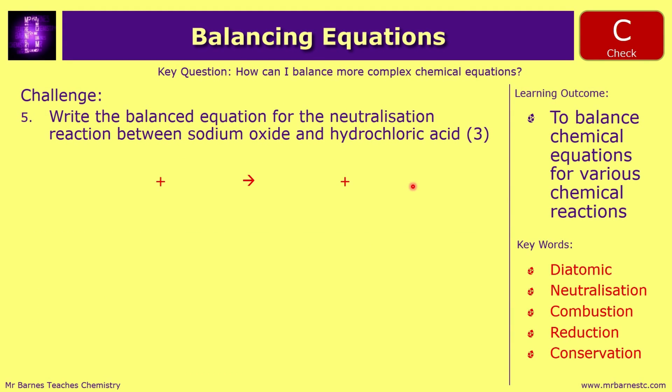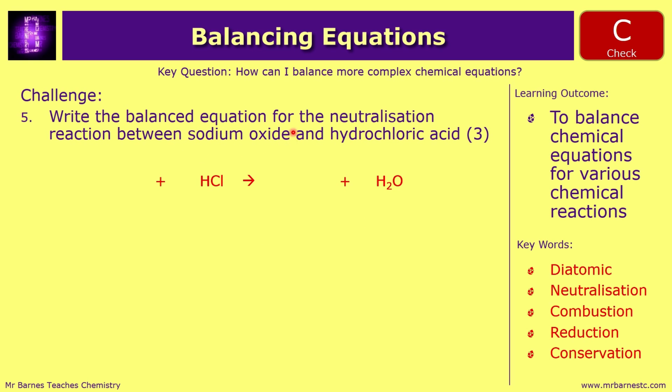On to number 5 then. So this one, it says write the balanced equation for the neutralization reaction between sodium oxide and hydrochloric acid. Let's start by putting down the information we know. So we've got hydrochloric acid, which is HCl, and because I've got an oxide, again, think back to the word equations, sodium oxide plus hydrochloric acid, I'll get my salt, which I need to name, and I get water, H2O.